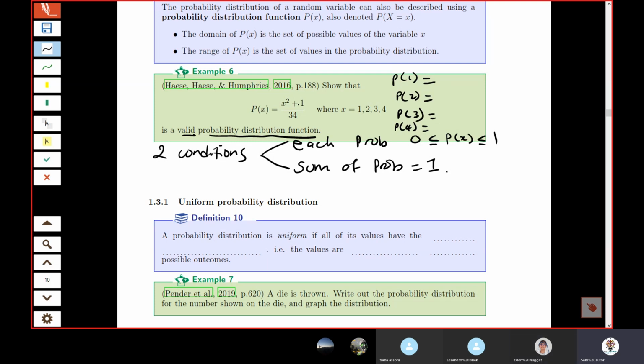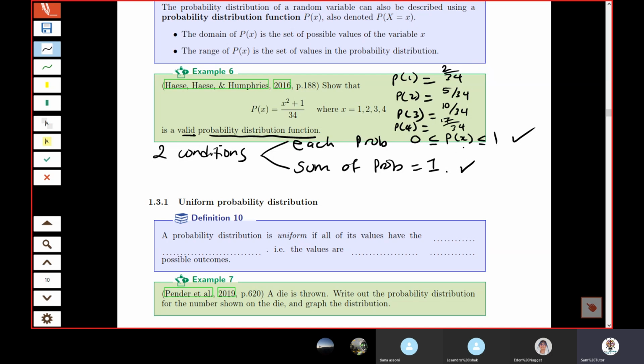1 squared is 1. 1 plus 1 is 2. 2 on 34. 2. 2 squared is 4. 4 plus 1 is 5. 5 on 34. 3. 3 squared is 9. 9 plus 1 is 10. 10 on 34. 4. 4 squared, 16, 17 on 34. All right, can you see each one of these are between 0 and 1? So tick. And all we've got to check is, do the sum of all these equal 1? Well, let's check. 17, 27, 28, 29, 30, 31, 32, 33, 34. Tick.